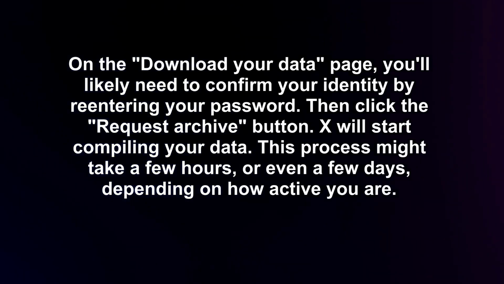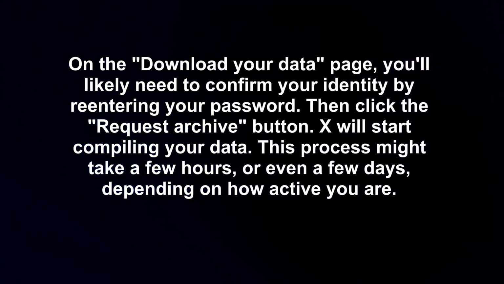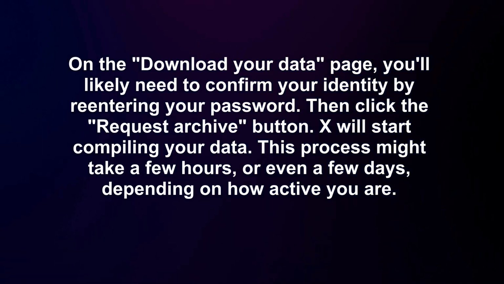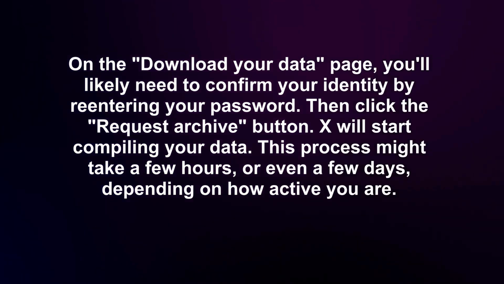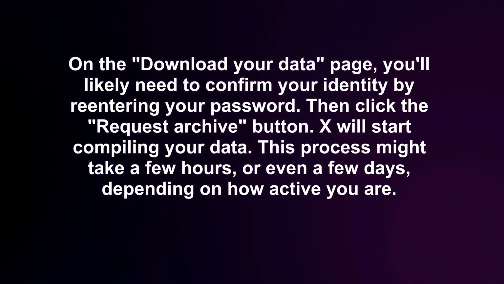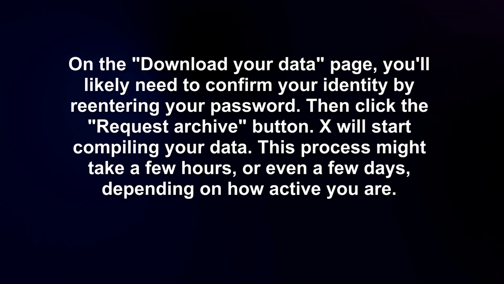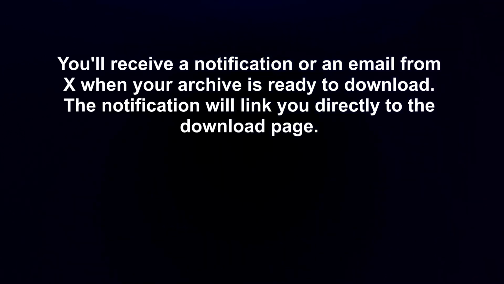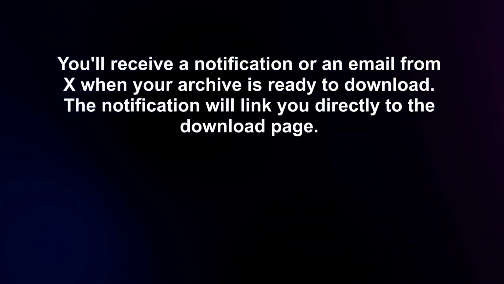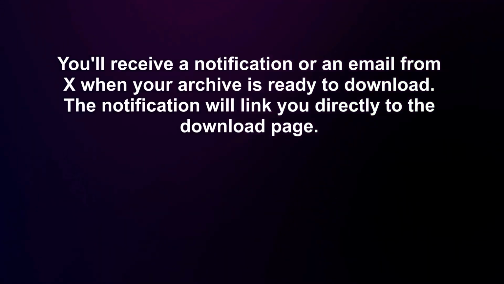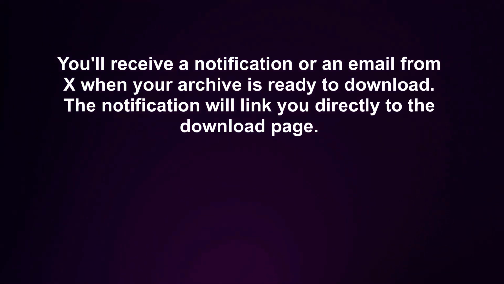On the Download Your Data page, you'll likely need to confirm your identity by re-entering your password. Then click the Request Archive button. X will start compiling your data. This process might take a few hours, or even a few days, depending on how active you are. You'll receive a notification or an email from X when your archive is ready to download. The notification will link you directly to the download page.